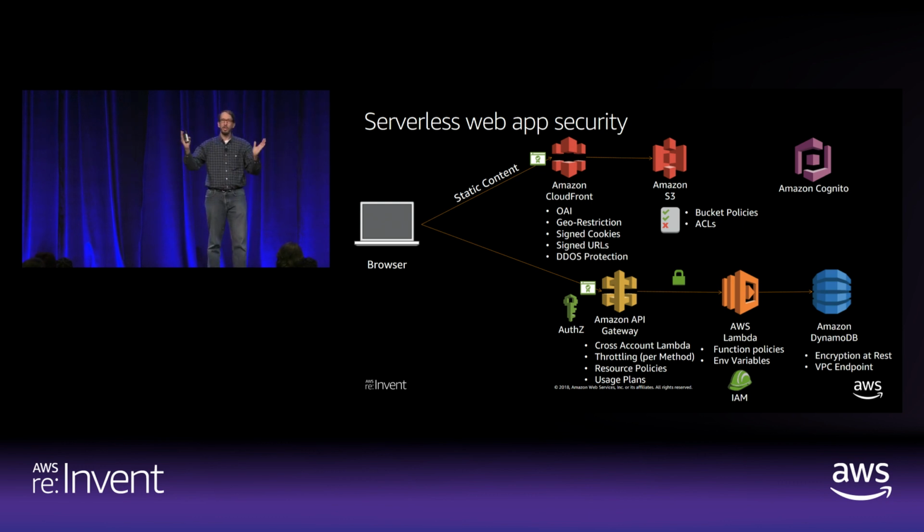I can also centralize my authorizers. Your security team can build out the logic inside the authorizers, and then all of the APIs scattered across all your AWS API Gateway accounts can leverage that. And then DynamoDB also has a few new security features this year. Encryption at rest, hey, big round of applause for that one, and private VPC endpoints.